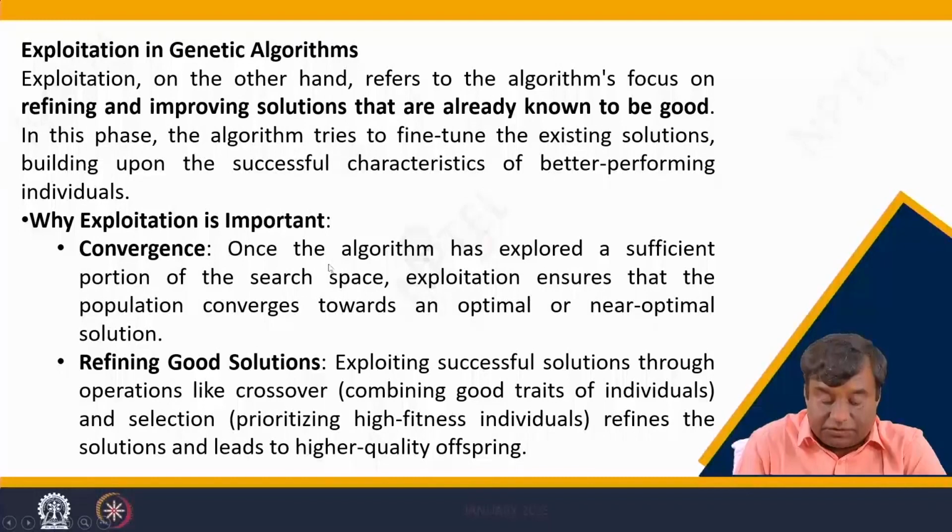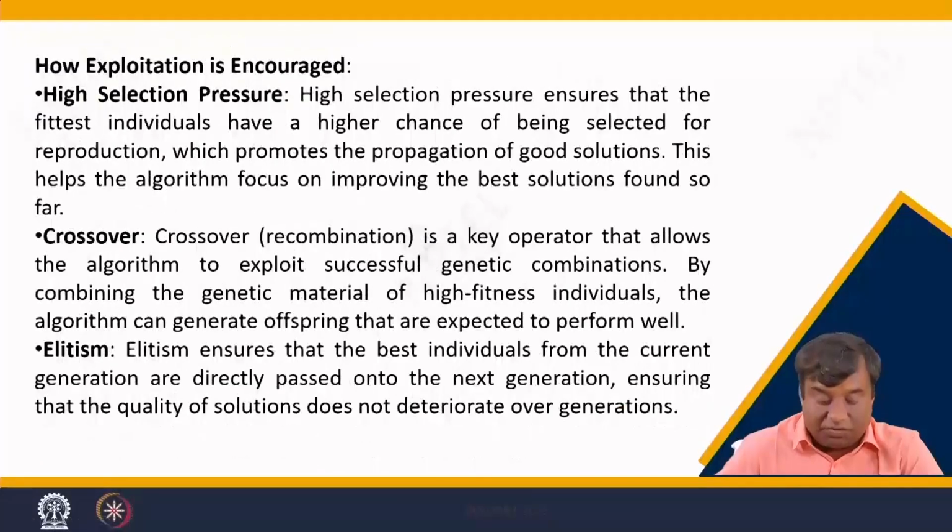First is convergence. Once the algorithm has explored a sufficient portion of the search space, exploitation ensures that the population converges towards an optimal or near optimal solution. Second, refining good solutions: exploiting successful solutions through operations like crossover, that is combining good traits of individuals, and selection prioritizes high fitness individuals, refines the solution and leads to higher quality offspring. How is exploitation encouraged?